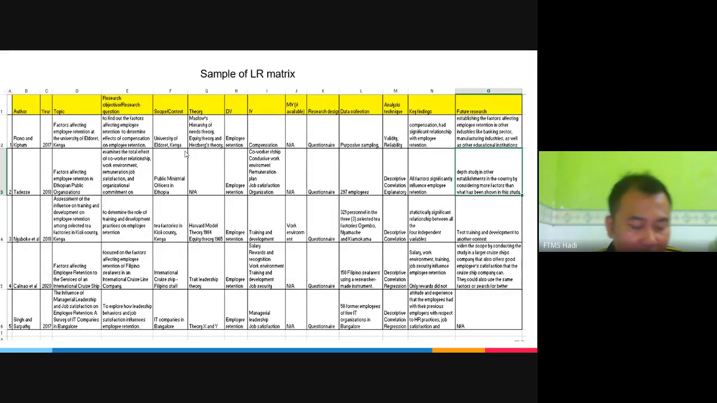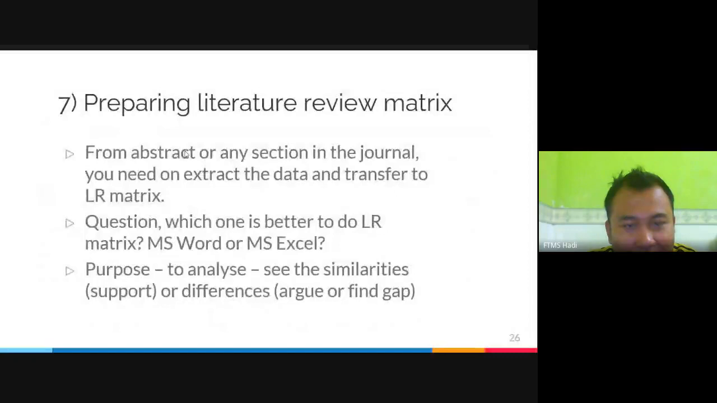Sample of LR matrix. Okay, so by reading a journal, you can abstract the data into the table, the LR matrix. And then there is a purpose of the LR matrix, and I will explain to you the big picture for doing this one. Okay, why sometimes students misuse this one, let me show you later on.